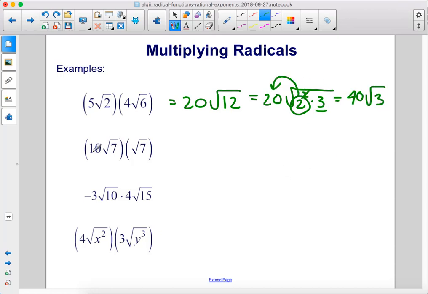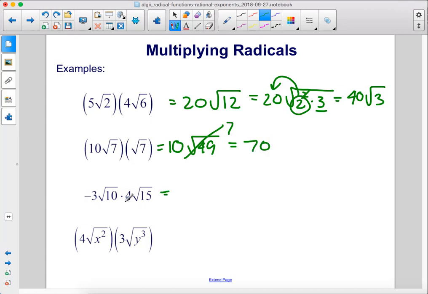Here we have 10 times 1, which is 10, times the square root of 49, which is 7 times 7. The square root of 49 is 7. So this becomes 7 times 10, which is 70.